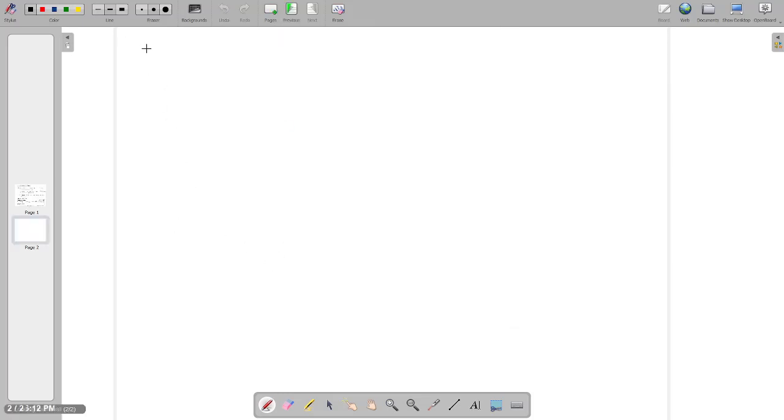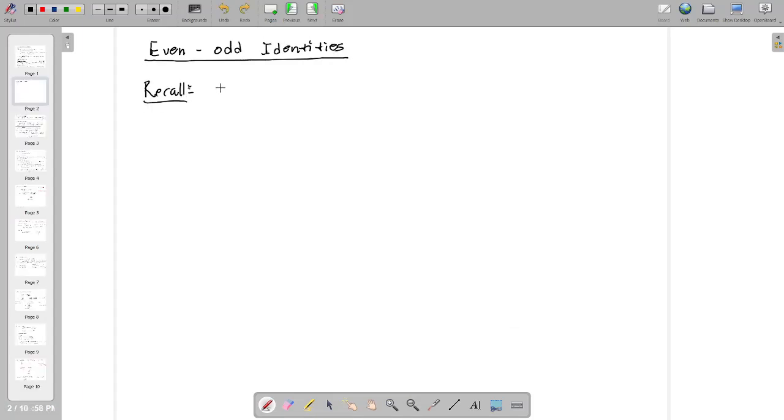We have new identities, your even and odd identities. Recall, a function is odd when f of negative x is equal to negative f of x. And a function is even when f of negative x is equal to f of x. So here what we're saying is if we have a negative input, then we can pull that negative out for our odd functions, for any odd function. Even is a little different. The negative on the input doesn't change the function at all. If we have a negative input, it's the same as if we didn't have that negative at all.